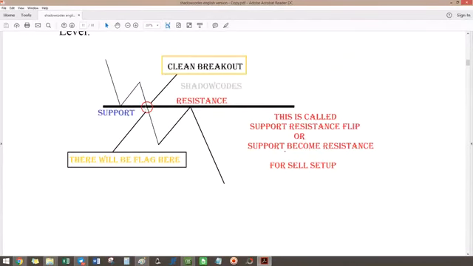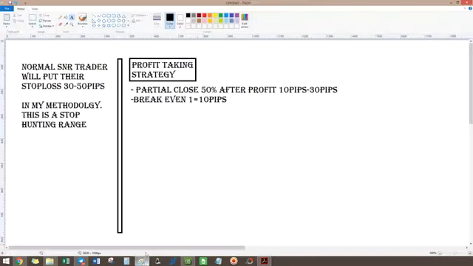Support, usually over here it will have a flag. Flag here means base. What is a flag? Okay, let me draw something for you. How does a flag happen?